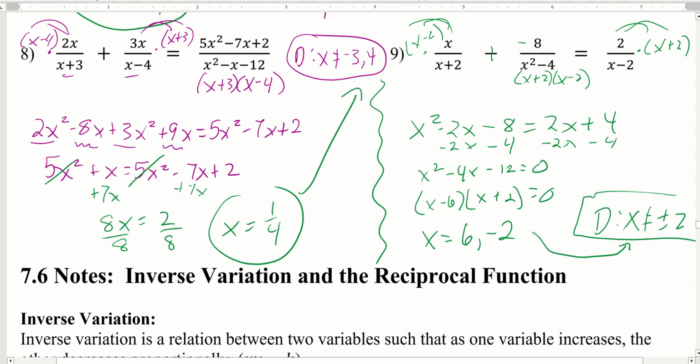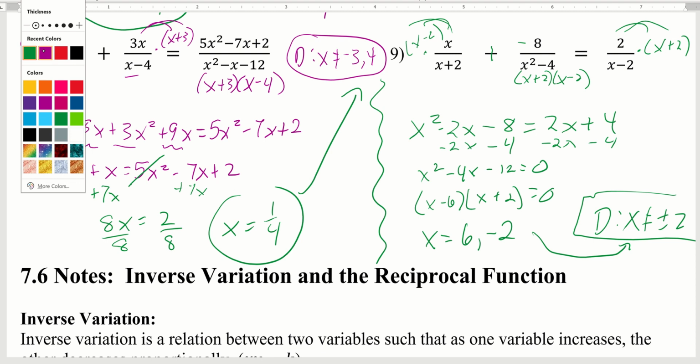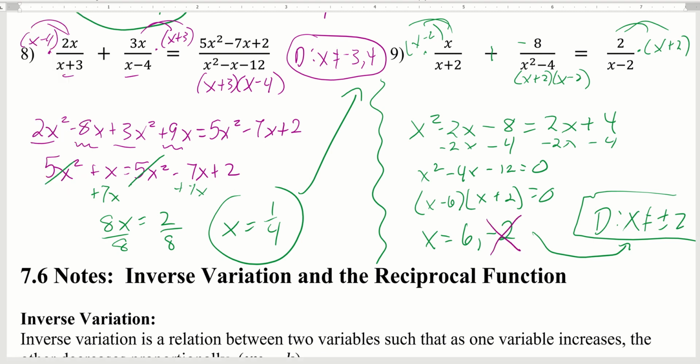It says I cannot have positive or negative 2. Oh no! I've got negative 2, so all that means is I can't have that guy. So I just cross it out. The only thing, so my only answer that works is x is equal to 6.